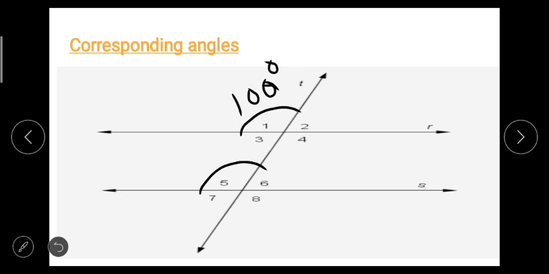I repeat, angle 1 and angle 5 are corresponding angles, which means both angles are equal. Its property says that corresponding angles are equal. So suppose angle 1 is 100 degrees. What is the measure of angle 5? That is also 100 degrees. Why? Because the property says that corresponding angles are equal or congruent.